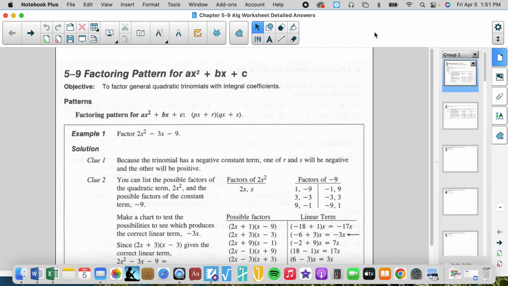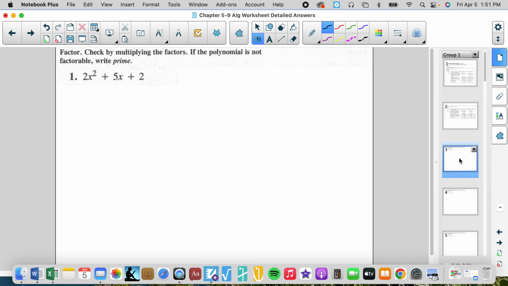Here we go. 5-9 factoring pattern for ax squared plus bx plus c when a is greater than 1. So we're going to have coefficients for this a. Let's see how this changes things. You'll notice that it doesn't change it in any way, other than we just get bigger factors. So step 1 is always place it in standard form.